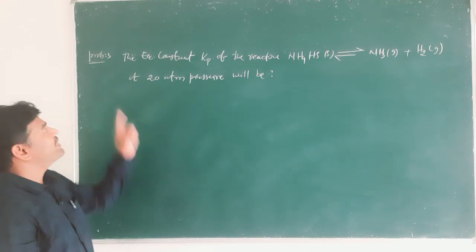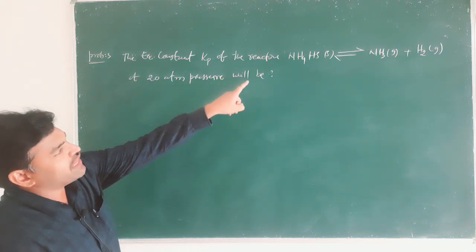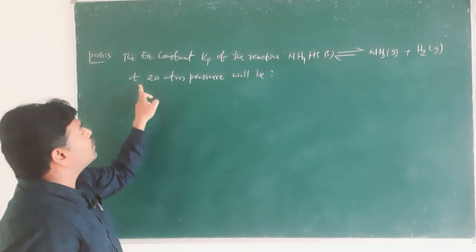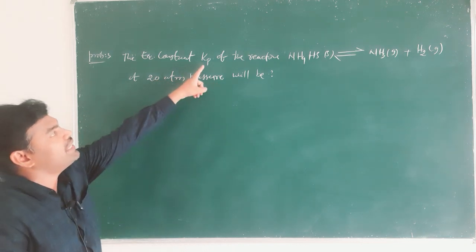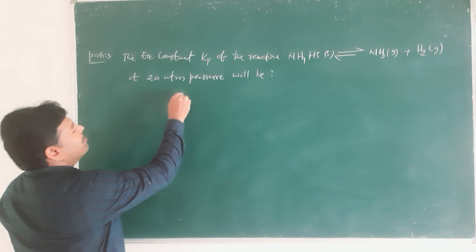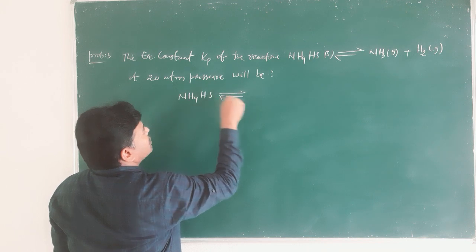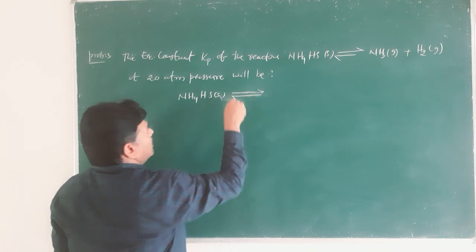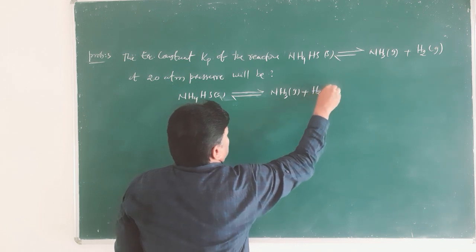Problem 3: the equilibrium constant Kp of the reaction NH4HS giving NH3 gas plus H2S gas at 20 atmospheric pressure will be. They asked us to calculate the Kp value. So, let us write the equilibrium: NH4HS, which is a solid, gives rise to NH3 gas plus H2S gas.